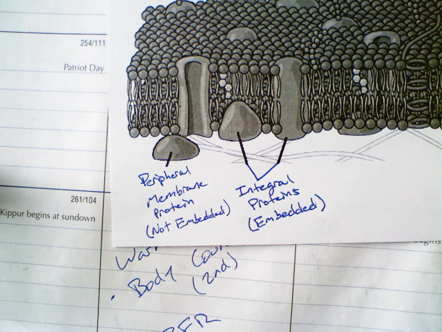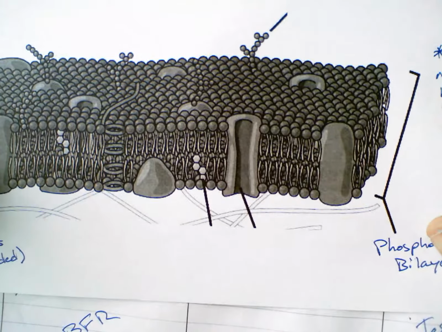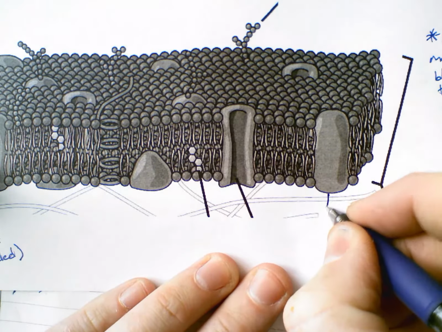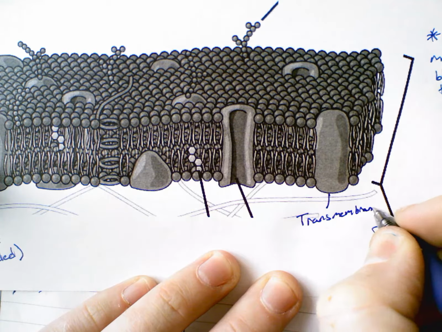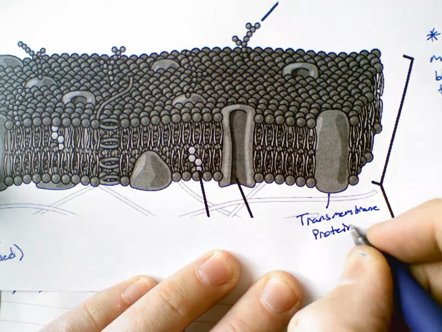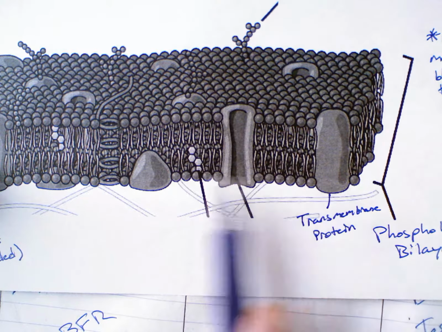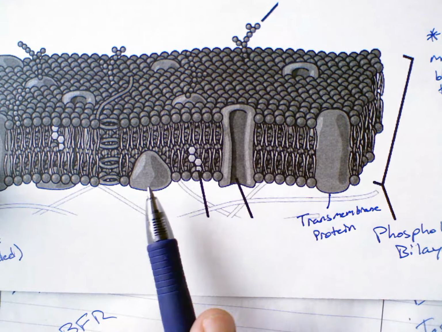Okay, so integral proteins, they come in a couple different varieties. Let's come over here now and label this one. This is a transmembrane protein. Transmembrane proteins are always going to be an integral protein. They're always lodged into the cell membrane. What is different between this transmembrane protein and this one over here? What's different between those?